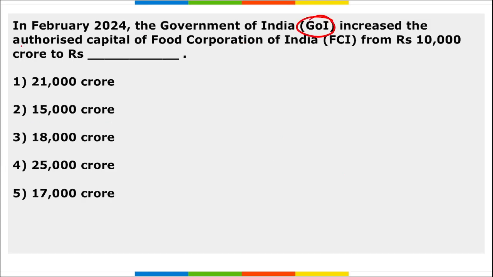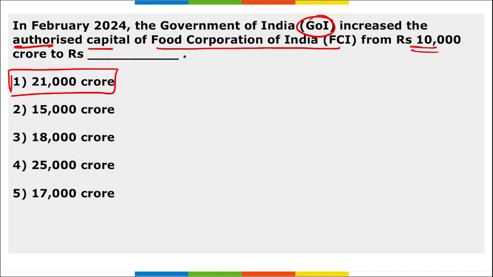Next, Government of India increased the authorized capital of Food Corporation of India from 10,000 crore rupees to 21,000 crore rupees. Important. I repeat, Government of India increased the authorized capital of FCI from 10,000 crore rupees to 21,000 crore rupees, and the move aims to enhance the operational capabilities of FCI in fulfilling their mandate effectively.